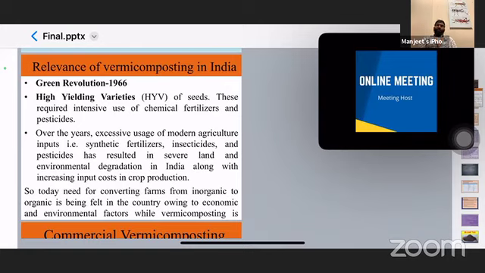In vermicomposting, we replace the synthetic or chemical fertilizer with simple vermicompost, which is produced by some specific species of worm.